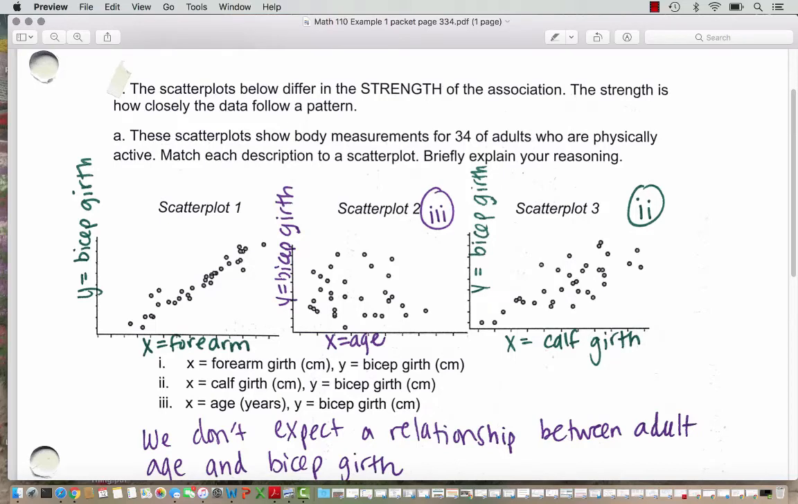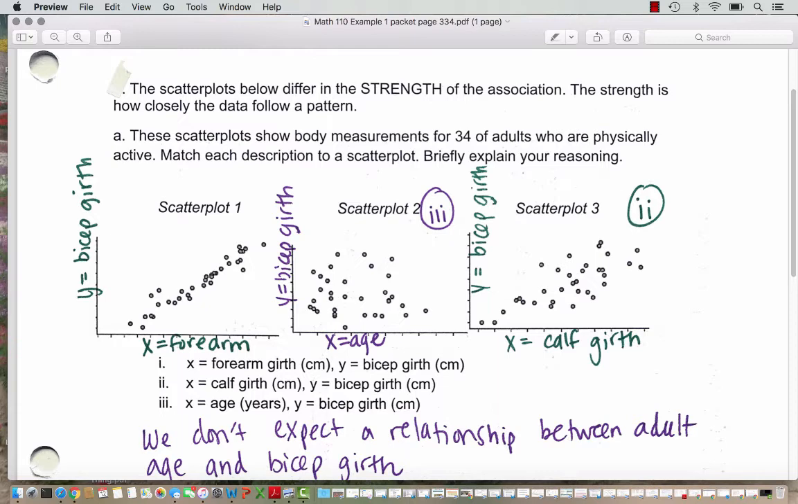In this example, we are going to investigate how scatter plots differ in the strength of the association. Recall that associations can be positive or negative. We say a positive association occurs when the graph is increasing. So as the x values increase, the y values also increase. We say a scatter plot has a negative association if the relationship is decreasing. That is, as the x values increase, the y values decrease.